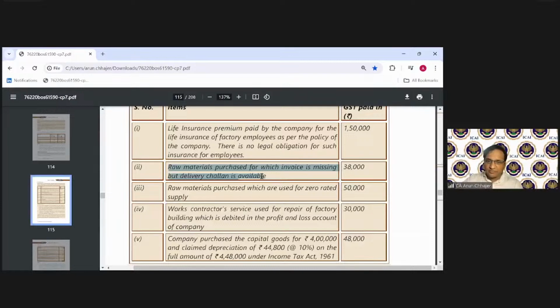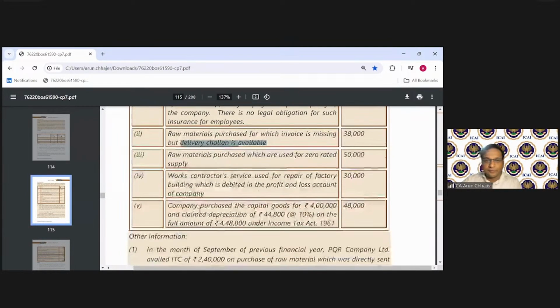Raw material purchase for which the invoice is missing, but the delivery challan is available. Can you take the ITC? The answer would be again no. Reason? Because we have discussed in Section 16 read with Rule 36 sub-rule 1, there has to be the tax invoice or the debit note.